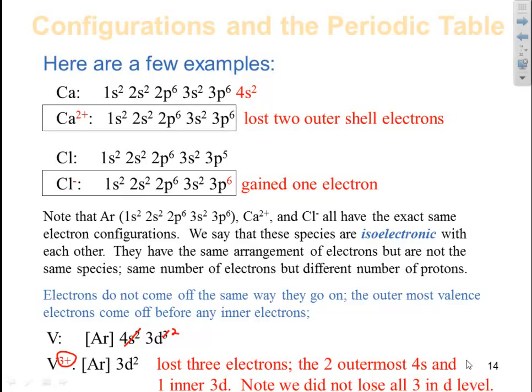Note, we did not lose all 3 in the d level. We lost 2 from the 4s2, and then 1 from the 3d.